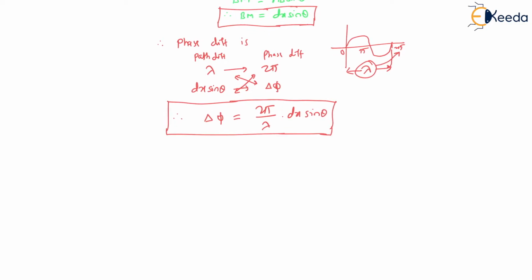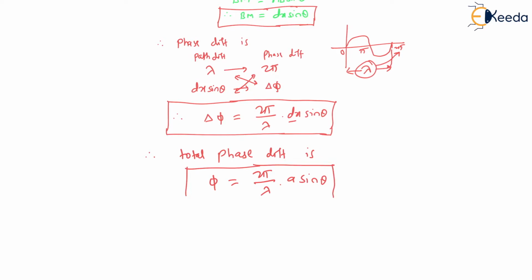Here I'll write. Therefore, total phase difference, that is phi, will be 2 pi by lambda, and here instead of this dx we will write the total width, that is small a. So it will be a sine theta. So this is the total phase difference for the light which is coming at that particular point P.